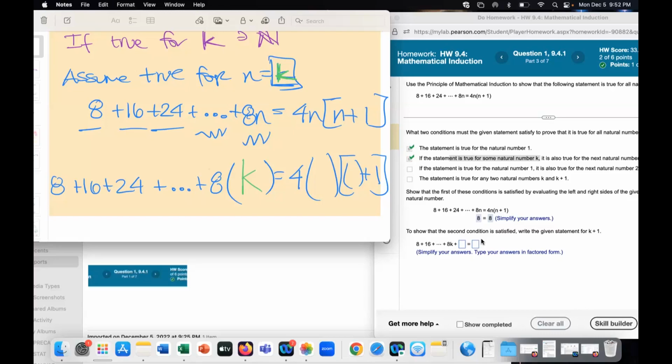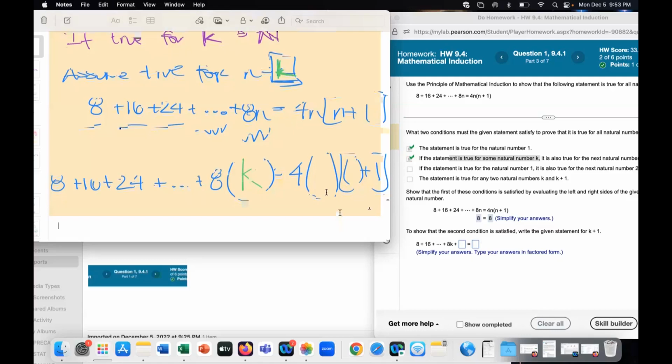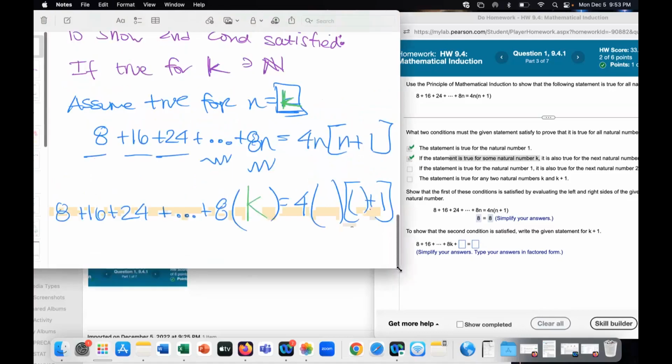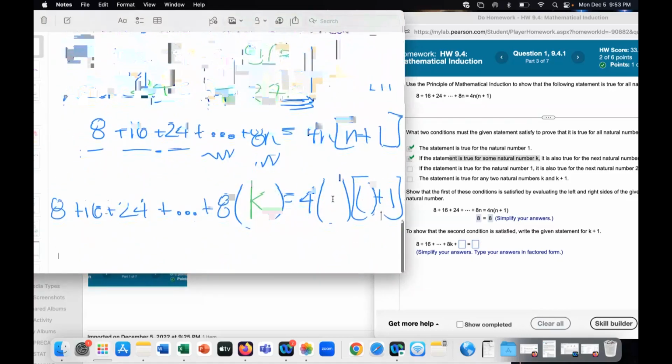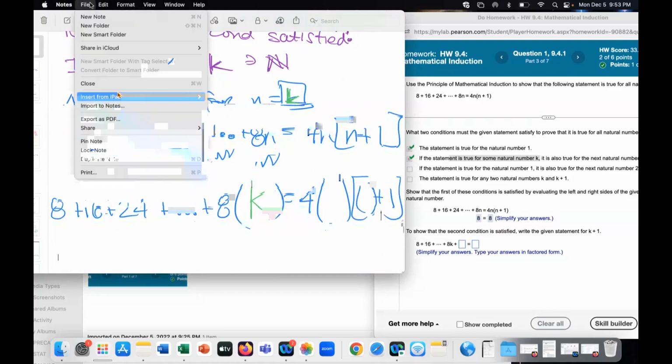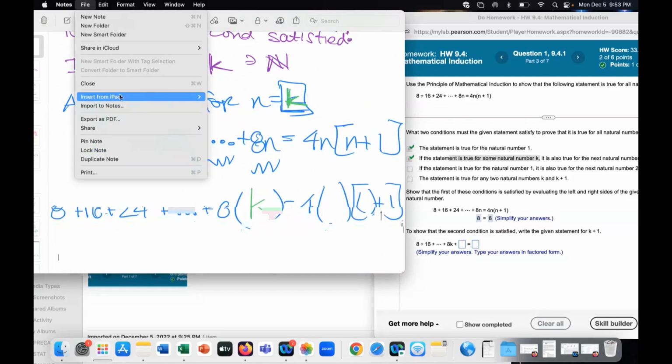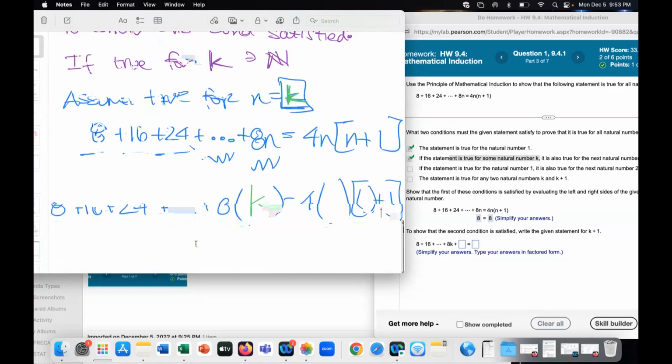So if we're assuming that it is true, this is going to be for my n equals k case. Let me make sure that it's updating. It should have already done it. It's going a little slower. I apologize. Let me double check this. I think it's still updating, so just give it 1 second.